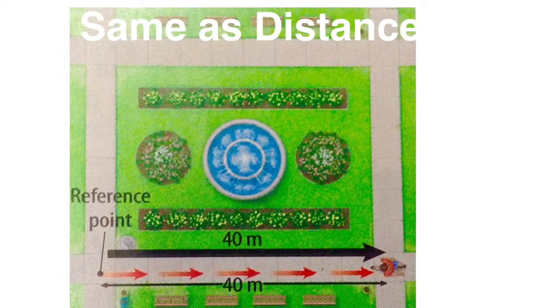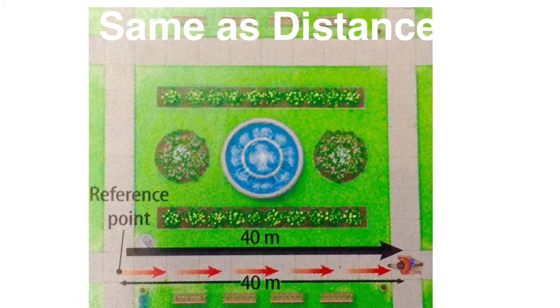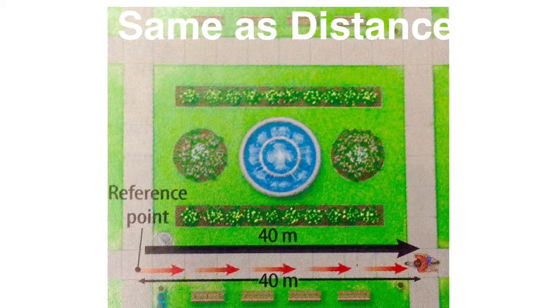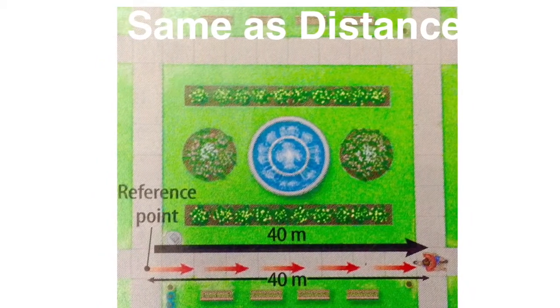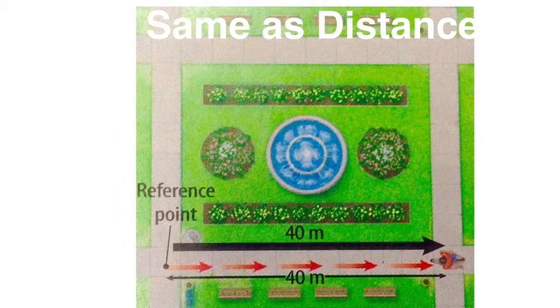There are times when the distance and displacement will be the same. In this example, we can see that a person has walked in a straight line in just one direction. So that's why we have distance and displacement as the same.